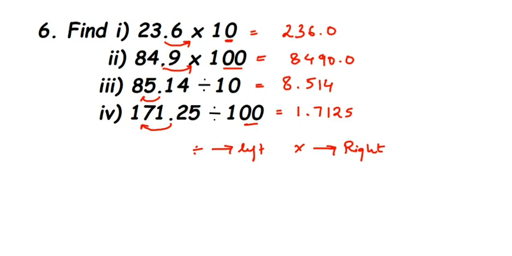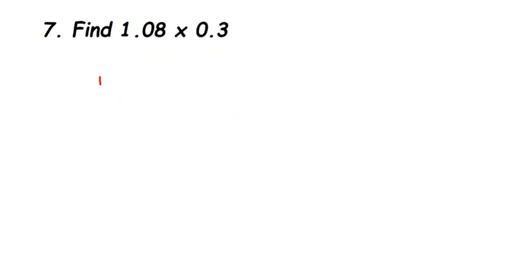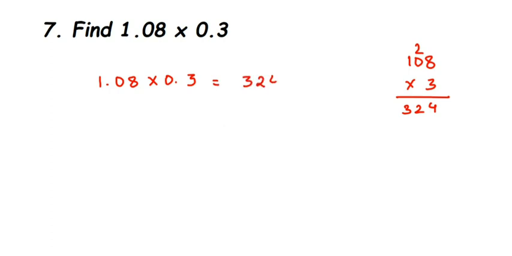So here we have 1.08 multiplied by 0.3. So forget about the decimal, just multiply the numbers. So we have 108 multiplied by 3. Multiply them. So 8 3s are 24. We will get 2 here, 3 1s are 3. So 324 we got it, right? So 324. Now we'll think about the decimal.